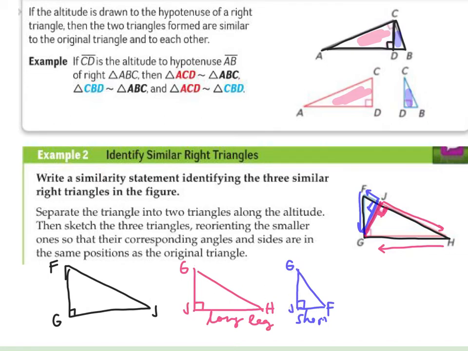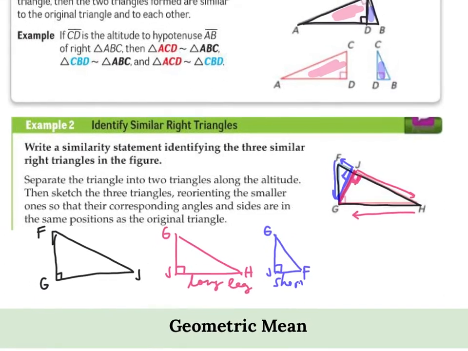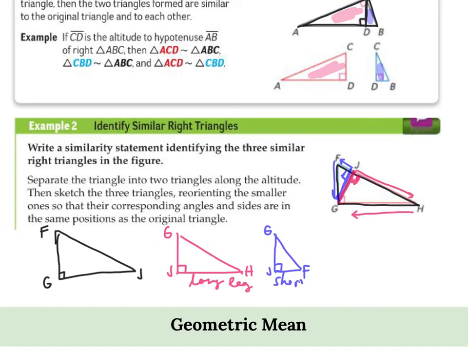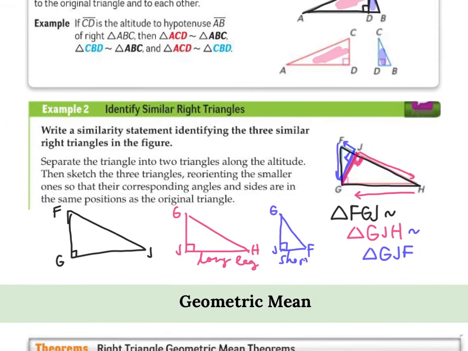So as we're writing our similarity statement, we're going to look at each triangle and say, I need to go in the same exact order. So if I go F, G, J, so top, right angle, and then bottom right, then I know that that's similar to G, J, H, which is also similar to my last small triangle, G, J, F. So that's how we write the similarity statement of a right triangle, when we have that altitude dividing them.